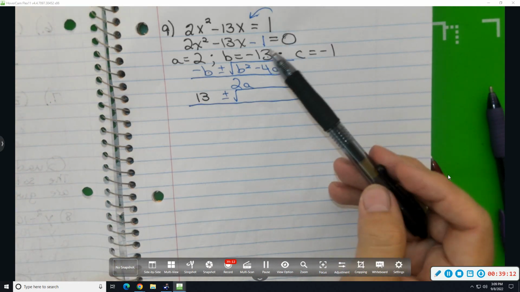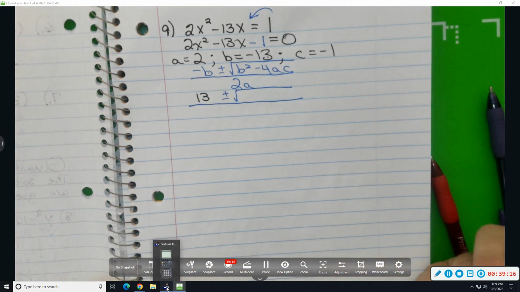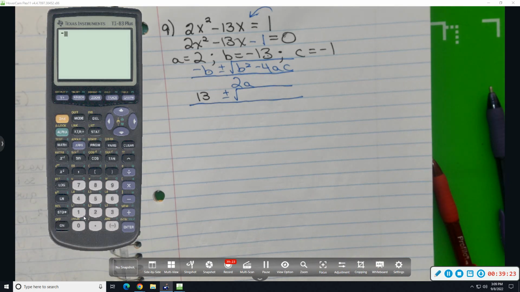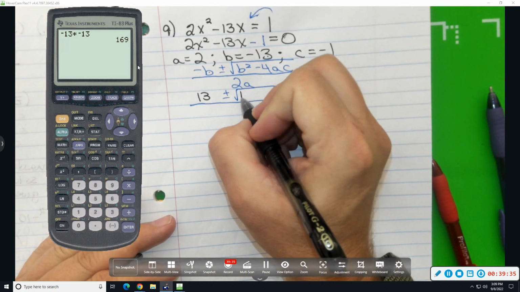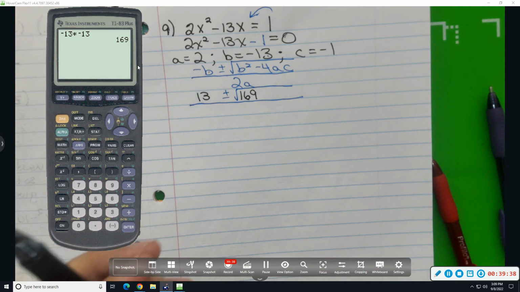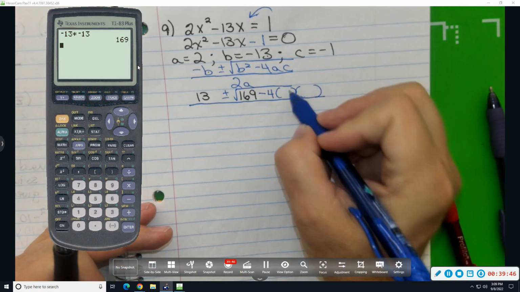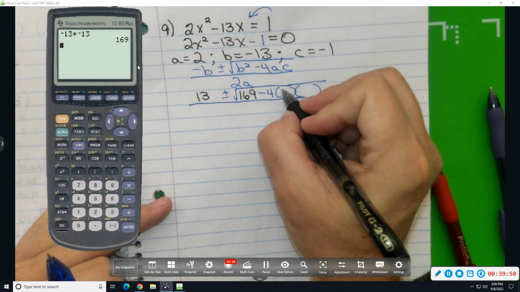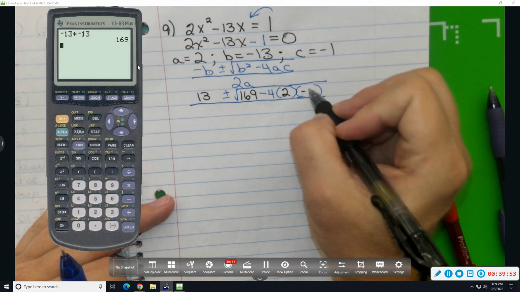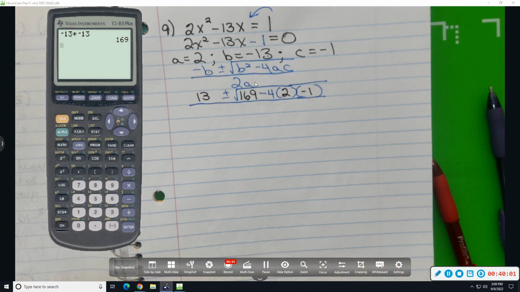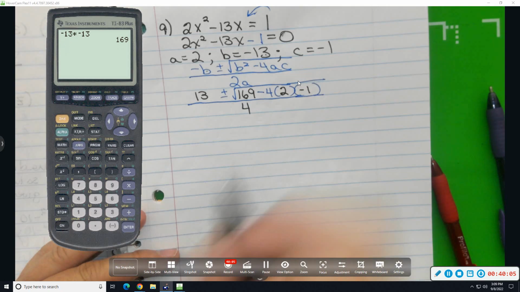And B squared, I think that's something we can do in our head. You take negative 13 times negative 13. That's 169. Negative times negative is positive, so it gives us a positive 169. And then a minus 4 times A, which is 2, times C, which is negative 1. What about the denominator? 2 times A, 2 times 2, so we have a denominator of 4 at this point.